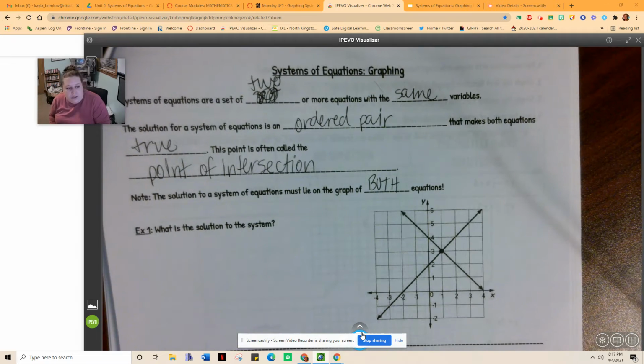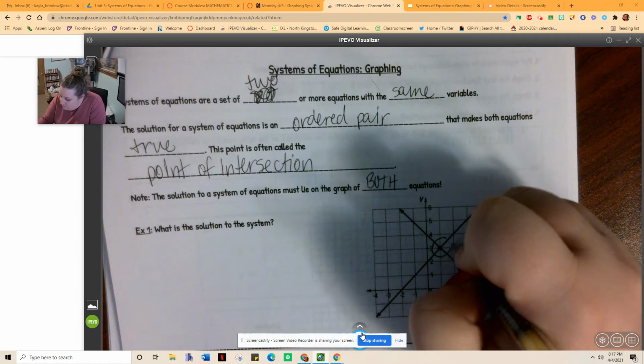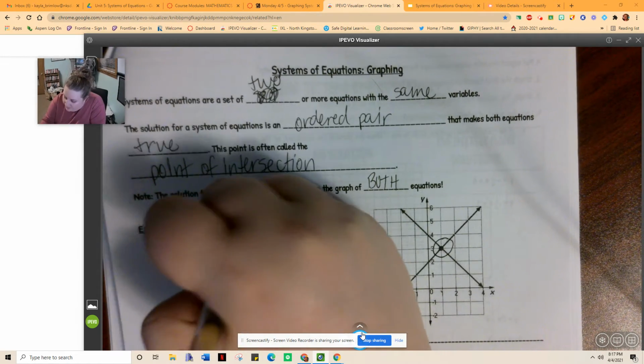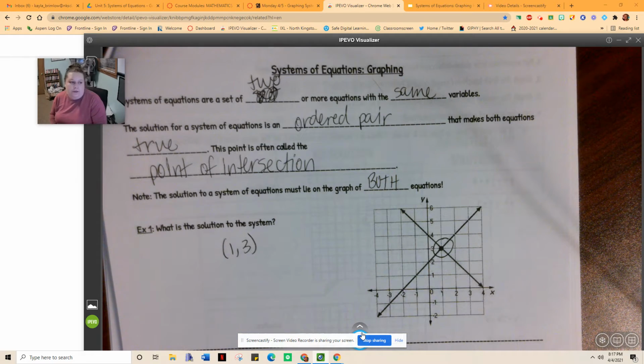Okay, so if we take a look at this graph and we wanted to know what the solution is, the solution would be right here where they intersect, and that point is (1, 3). When we're writing our points, we always do x then y. So (1, 3) is that point of intersection.